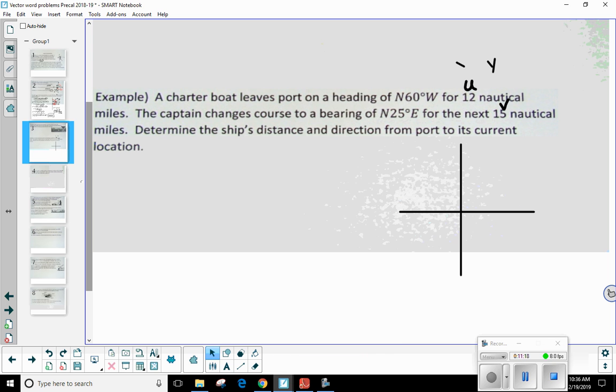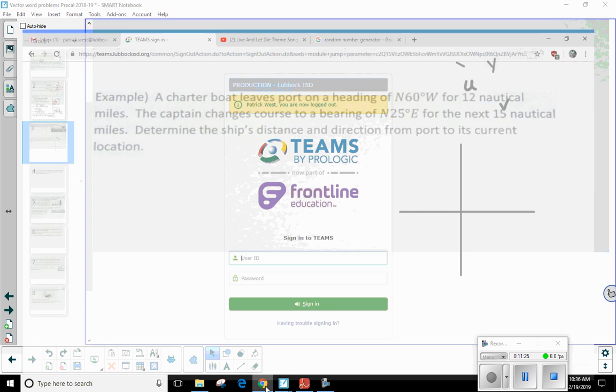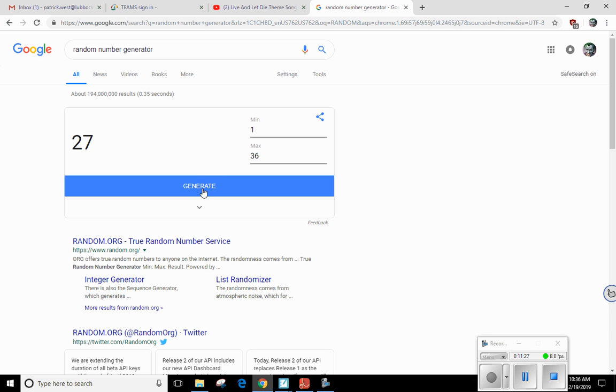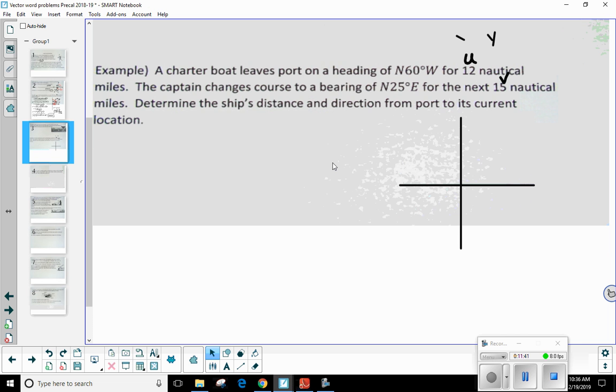All right, so I'm not seeing any hands go up. That's okay. I've got the random number generator pulled up right here. No volunteers. 5. Ethan. All right, so thank you, Ethan. Appreciate it. So all you need to do, you're not solving the problem. I just need the component forms.